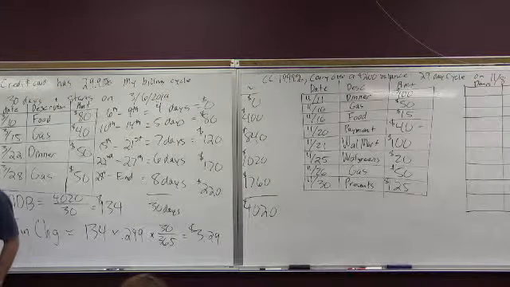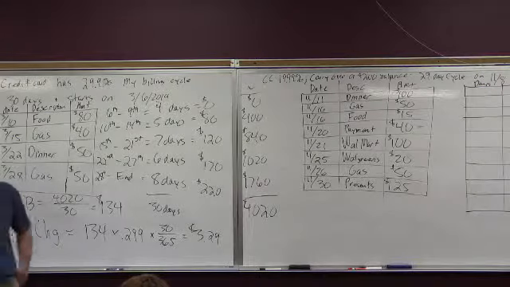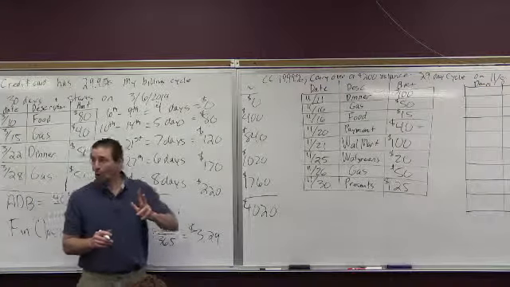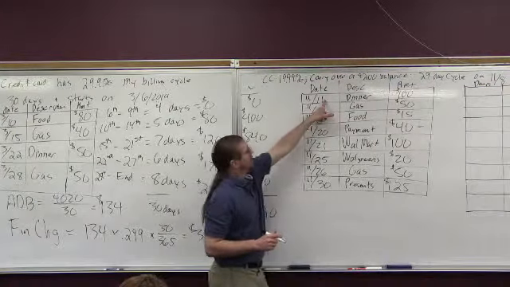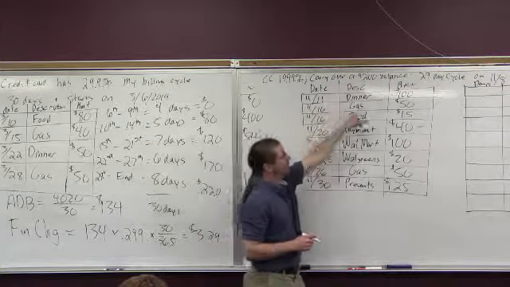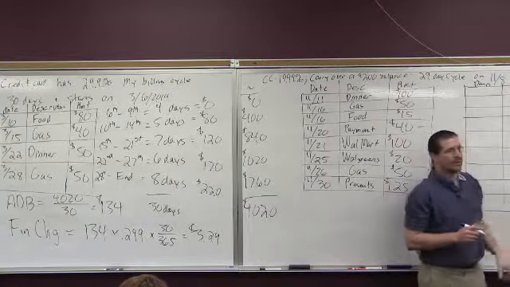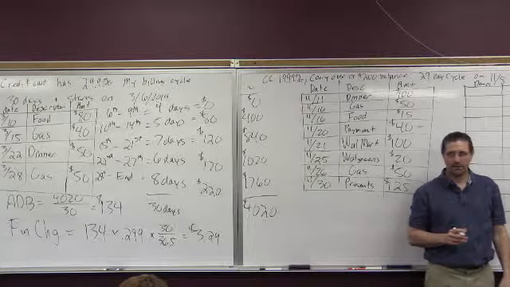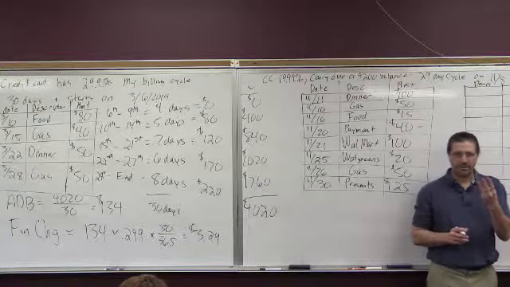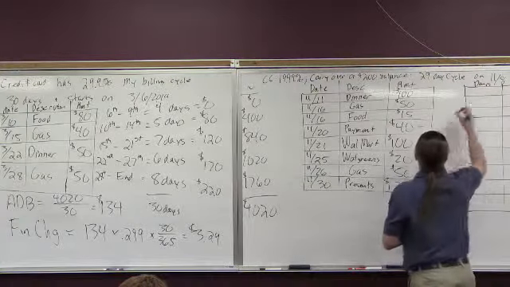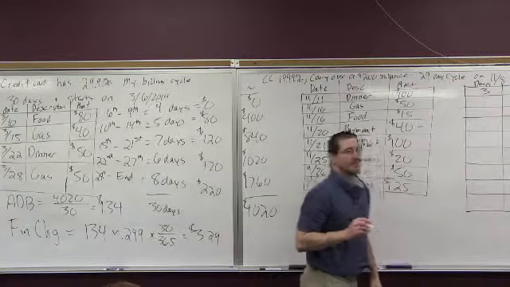From the 8th to the 11th, right? 3 days. 3 days, 8th, 9th, and 10th. Or, note, this date is the 11th, this date is the 8th. What's the 11th minus the 8th? 3 days. Alright?